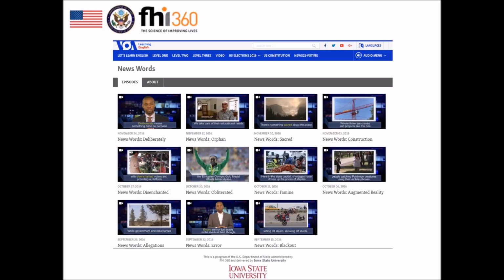This page of News Words is one example of vocabulary on the Voice of America web pages. In this section, the authors have taken words they found in news stories, and they have created little mini lessons about each of the words. For example, we see a number of words that students might find difficult in these news stories.